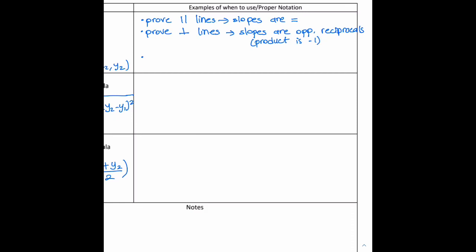The proper notation, for example, for segment AB would be like this: M of segment AB, which means the slope of segment AB.